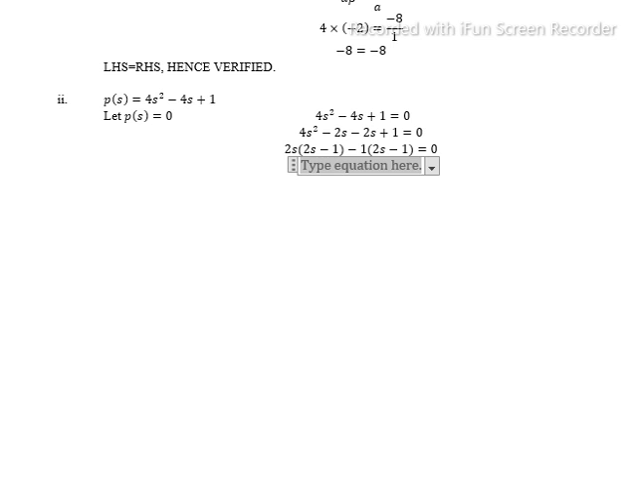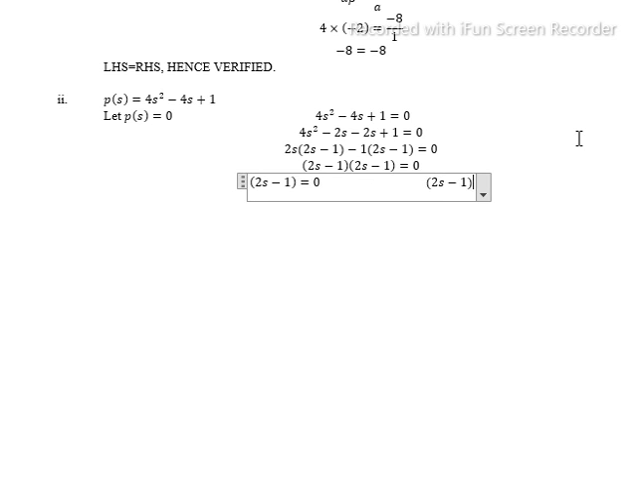So taking 2s minus 1 common, the equation becomes 2s minus 1 into 2s minus 1 is equal to 0. So either 2s minus 1 is equal to 0 or 2s minus 1 is equal to 0.